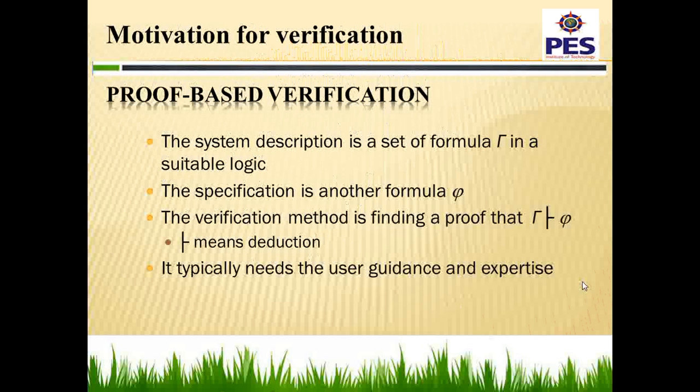First, let us see what is proof based verification. The system description is a set of formulas tau in a suitable logic. Earlier I said that we need 3 parts in the formal verification method. In that, the first one is the system description, the second one is the specification language, and the third one is the verification method. Here the system description is a set of formulas in a suitable logic. The specification is another formula pi. The verification method we follow is finding a proof that tau deduces pi. It typically needs user guidance and expertise. To do any kind of verification, the person who works with that knowledge and has some expertise in that domain has to conduct the verification in order to say whether the system is working properly or not. To do that, we need user guidance, and you must also possess some expertise in that domain.